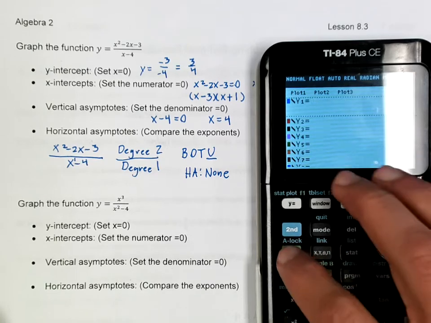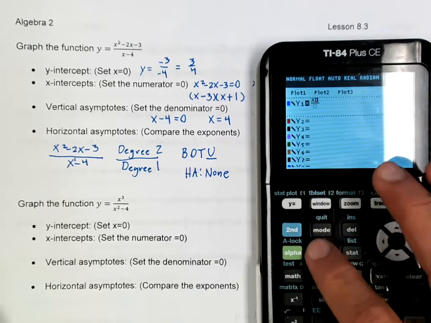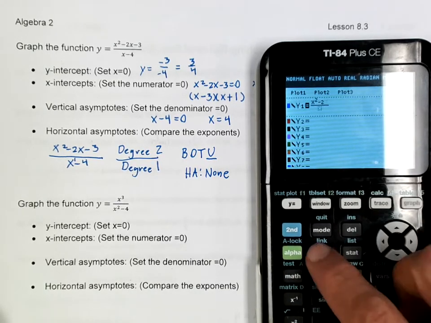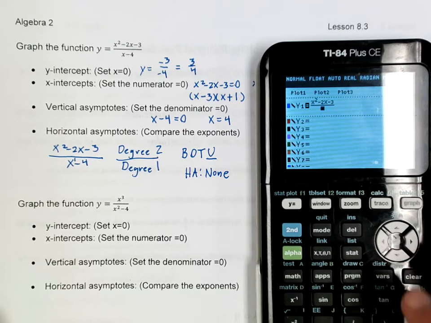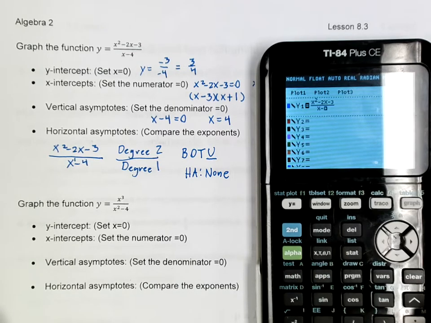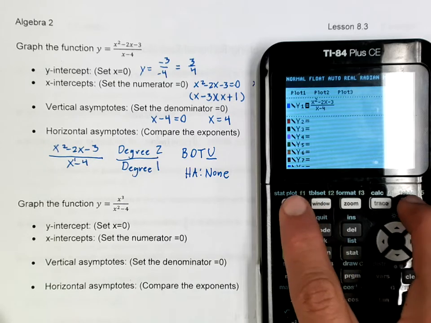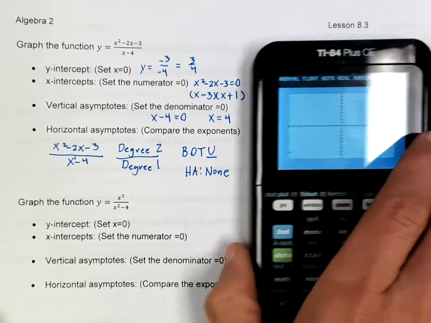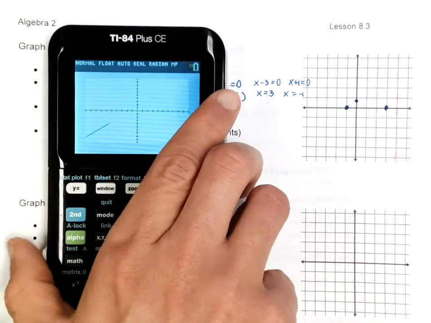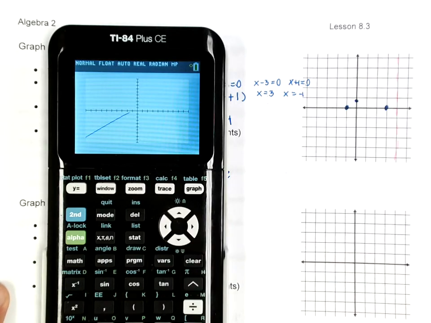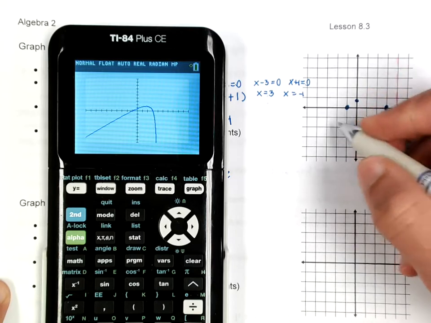Oh, I'll write that as a fraction. x squared minus 2x minus 3 over x minus 4. Okay, so now we're going to go ahead and graph this. I'm going to put my calculator over here so you can see it. Now that's what I meant. Even though you don't have a horizontal asymptote, you can definitely tell there is some kind of slanted asymptote here.